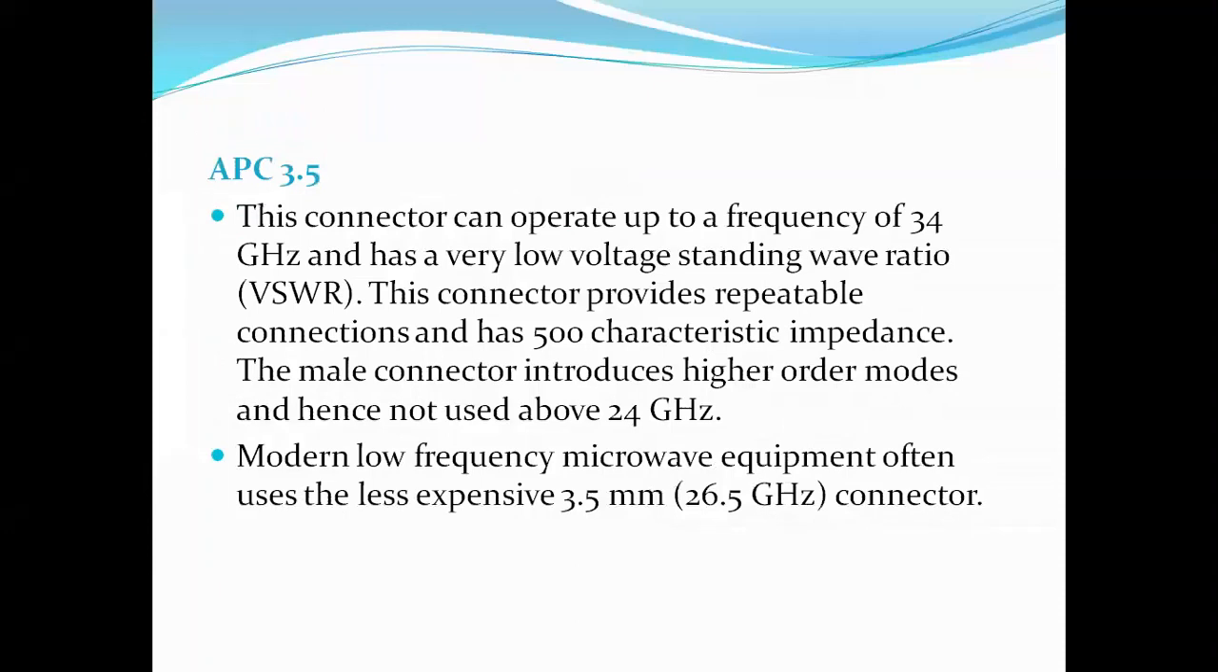APC 3.5. This connector can operate up to a frequency of 34 gigahertz and has very low voltage standing wave ratio. This connector provides repeatable connections and has 50 ohm characteristic impedance. The male connector introduces higher order modes and hence is not used above 24 gigahertz. Modern low frequency microwave equipment often uses the less expensive 3.5 mm connector.